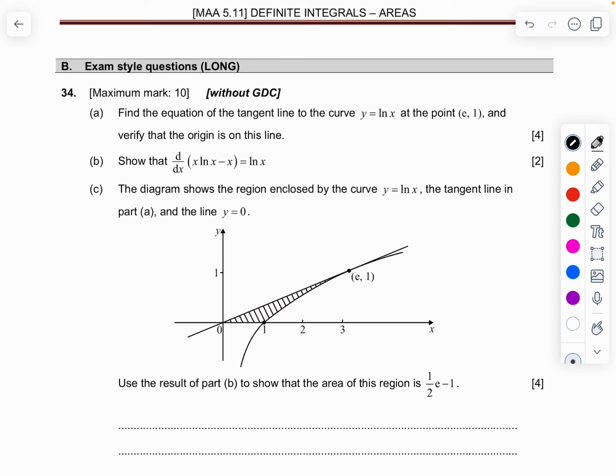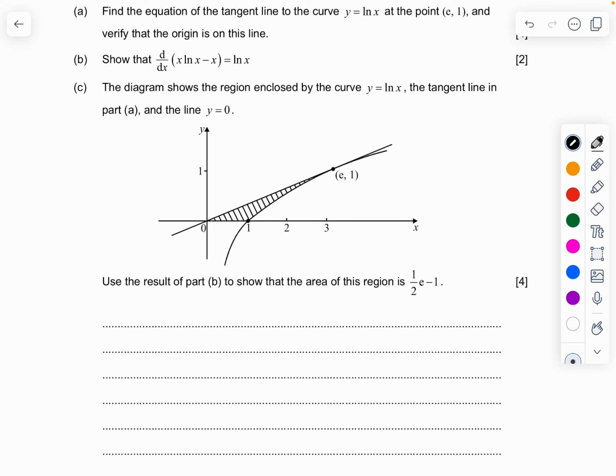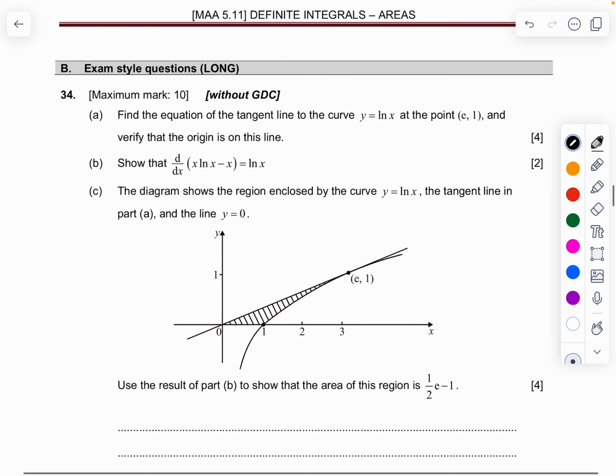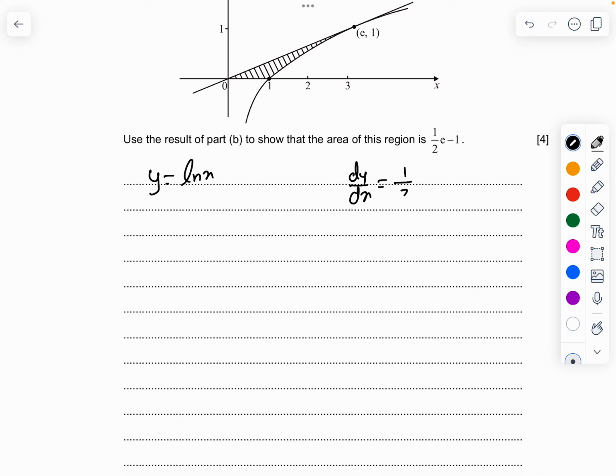The equation of a tangent to the curve y equals ln x at a point (e, 1), find it and verify that the origin is on the line, and show that the derivative of x ln x minus x is ln x, and use the result to find the area. So first of all, I have to find the equation of a tangent to the curve y equals ln x. So y equals ln x, so I'll find dy by dx. dy by dx equals 1 upon x.